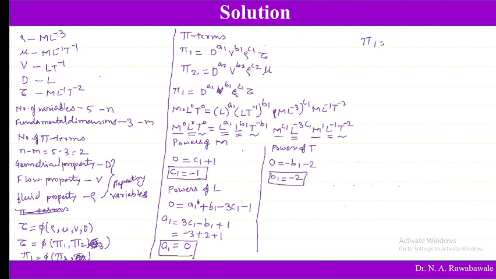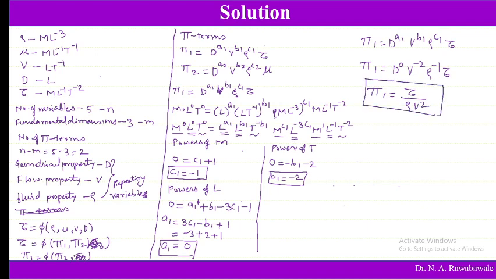So the pi 1 term was given as d to the power of a1, v to the power of b1, rho to the power of c1, tau. So pi 1 is equal to d to the power of a1, a1 value is 0, v to the power of b1, b1 value is minus 2, then rho to the power of c1, c1 is minus 1, tau. So pi 1 is equal to tau divided by rho v square. So this is the first pi term, that is pi 1.